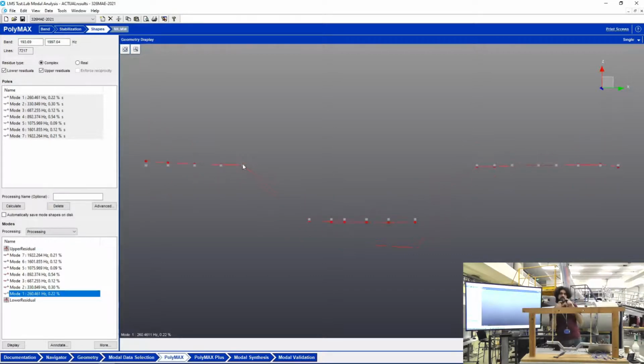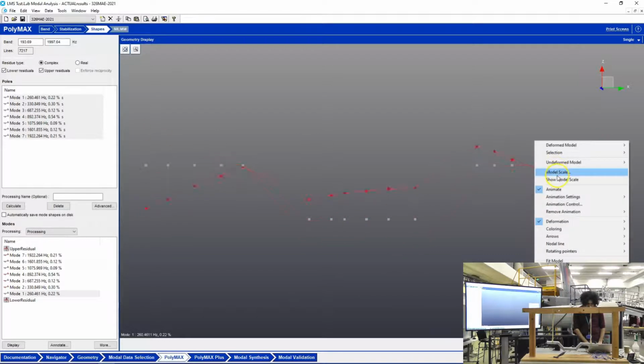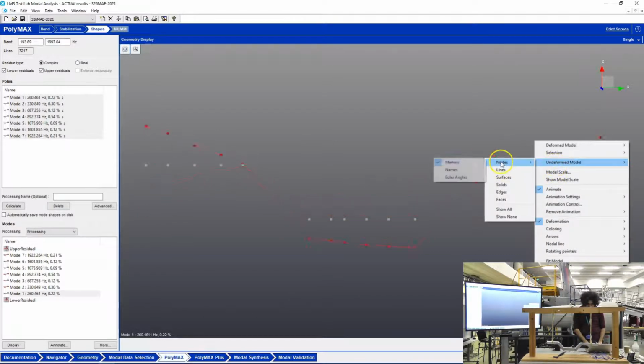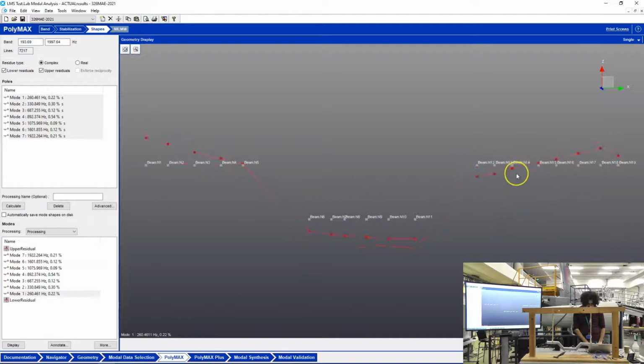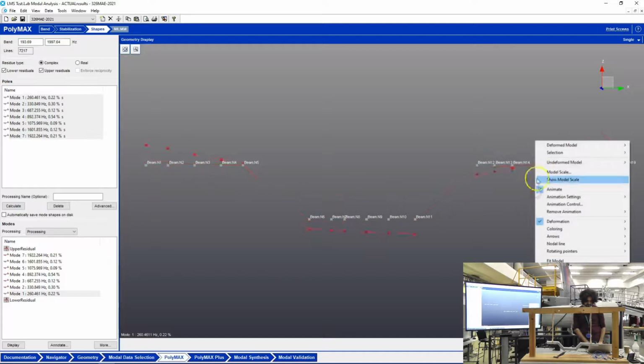That is called a node of vibration for that structure and that frequency. So at that frequency, this point is not moving. Also, there is a point in between. Let me show the names as well. So in between node 14 and 15, around here, for mode 1, this structure is not moving.